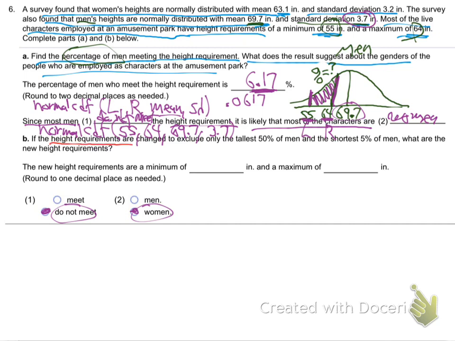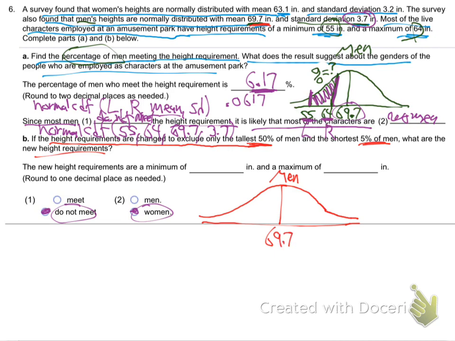Now, if the height requirements are changed to exclude only the tallest 50% of men and the shortest 5% of men, what are the new height requirements? Okay, so another bell curve. Whoops. Let's draw ourselves another bell curve. Okay, I'll put the middle on. We're talking men again. This is the men curve. I don't even know why they gave us the women data. The mean for men is 69.7.